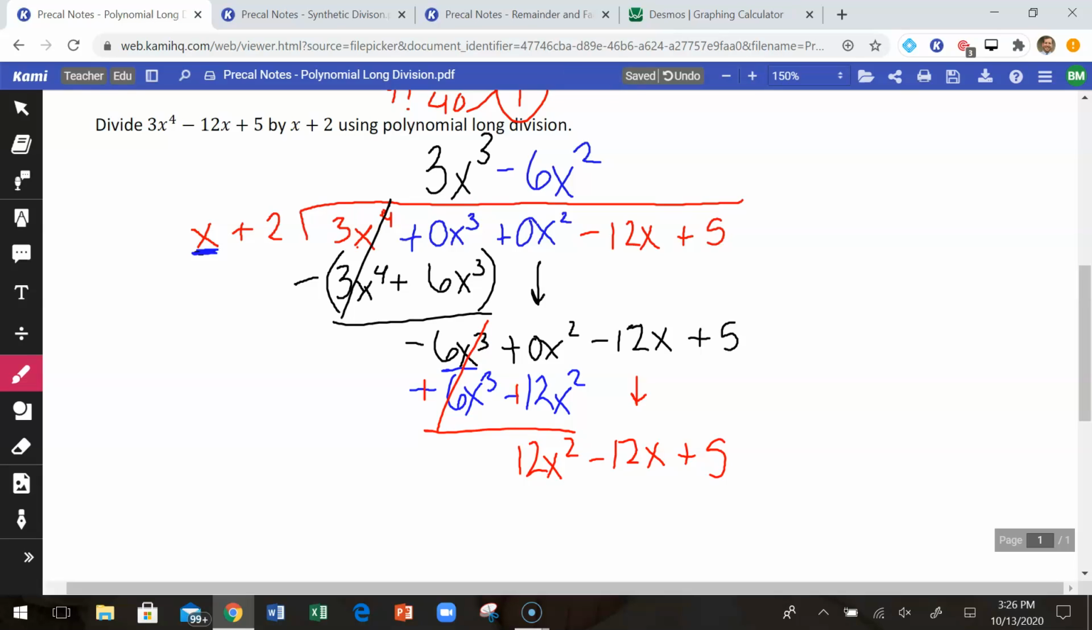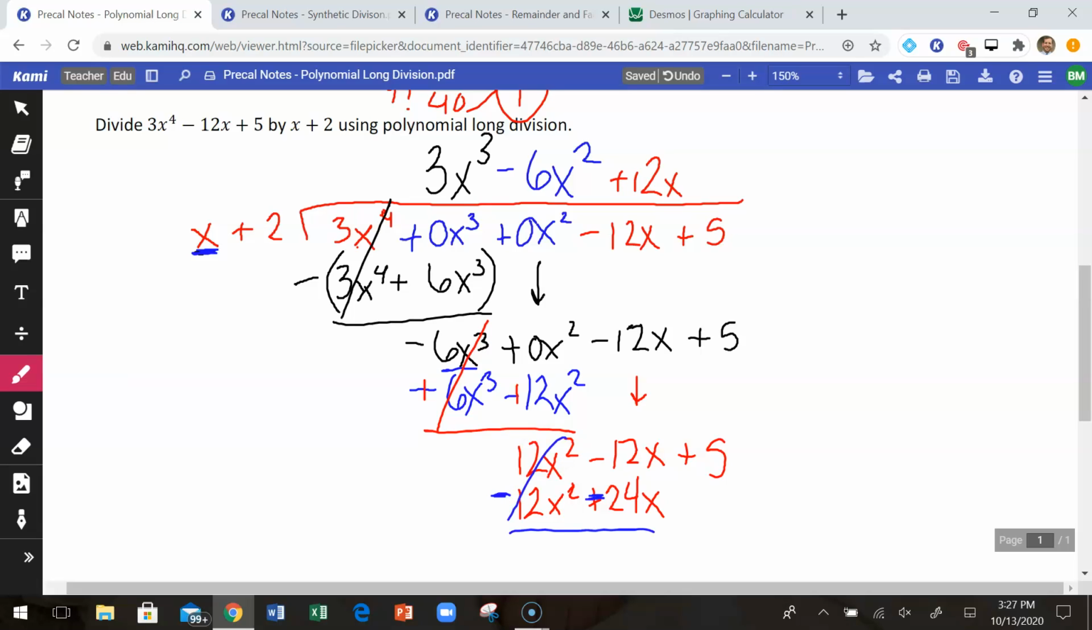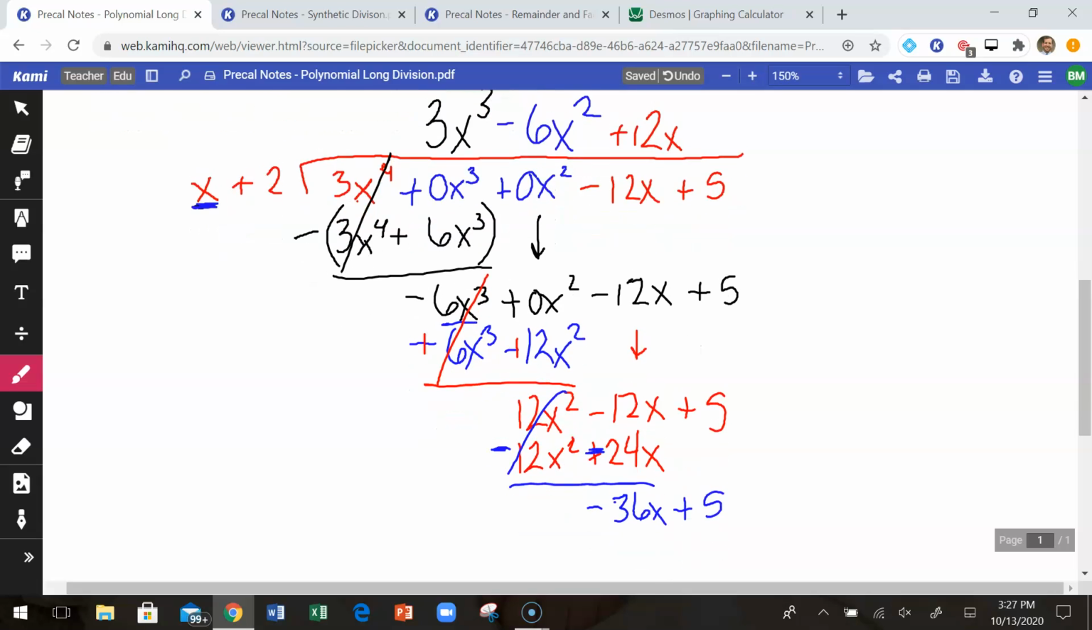What do I multiply x by to get 12x squared? That's plus 12x. And multiply that down. That's going to give me 12x squared plus 24x. And then I'm going to subtract that. So again, if you want to go with this method of just changing both signs now, this is minus, this is minus. I can go straight down. That's going to give me negative 36x. And then bring down the plus 5.